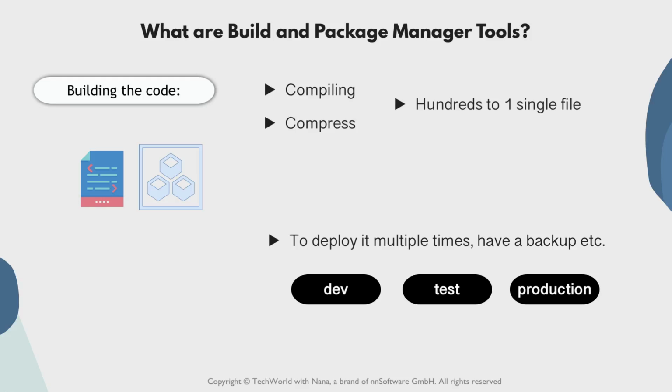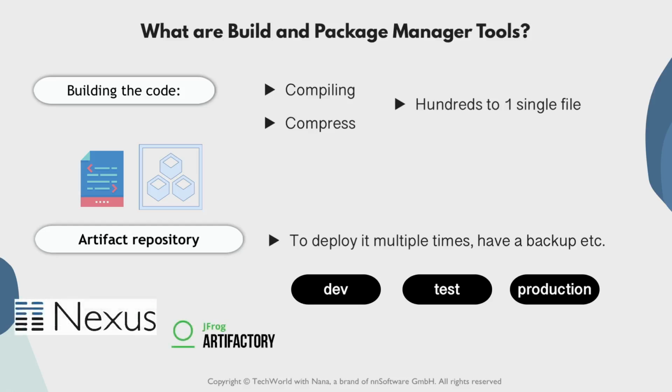And also you may need to give access to that artifact to testers so that they maybe can run it locally and test it there. So it could be a lot of different use cases. And that storage where we keep the artifact once we build it is called artifact repository. Examples of artifact repositories are Nexus or JFrog Artifactory, etc.